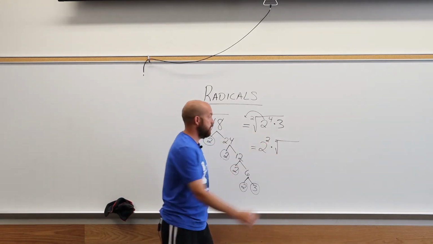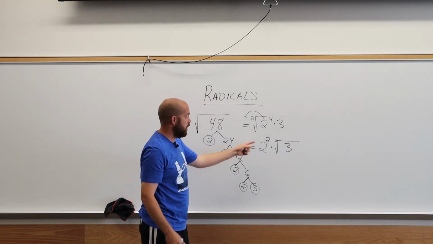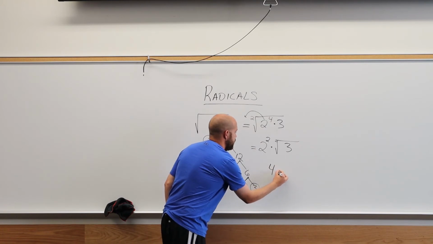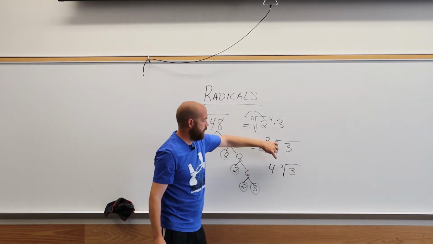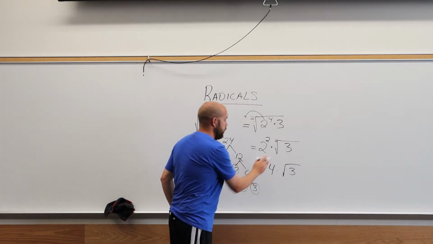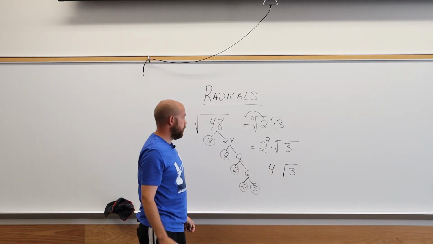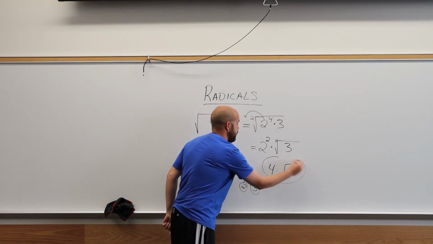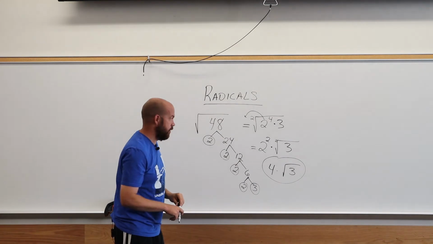What's still left in here? 3. So my final answer would be 2 to the 2nd power, which is really 4. So I'm going to say 4 times the square root of 3. Now, I didn't really need to put the 2 there. I could have left it invisible. In fact, I will. So this is 4 square roots of 3 would be what this simplifies to. I feel like we're kind of starting to get there a little bit.